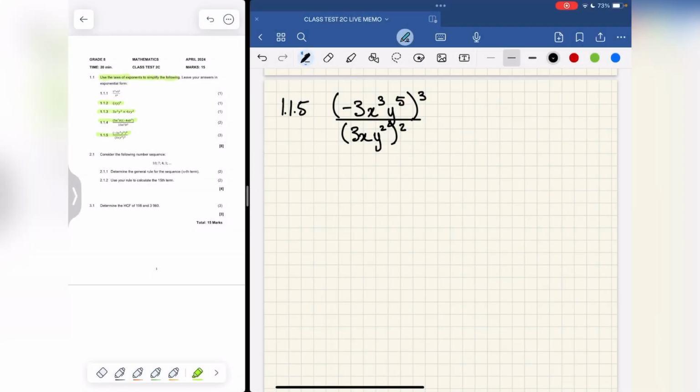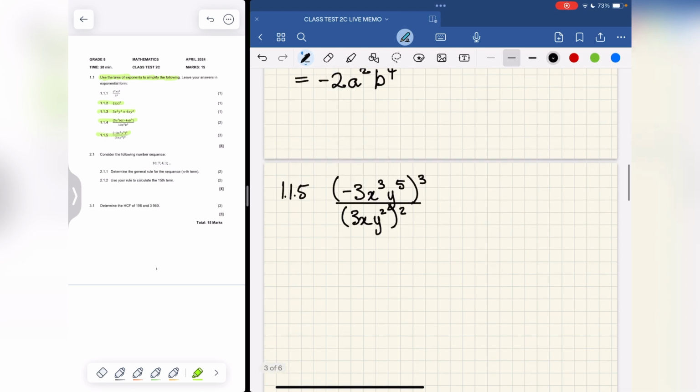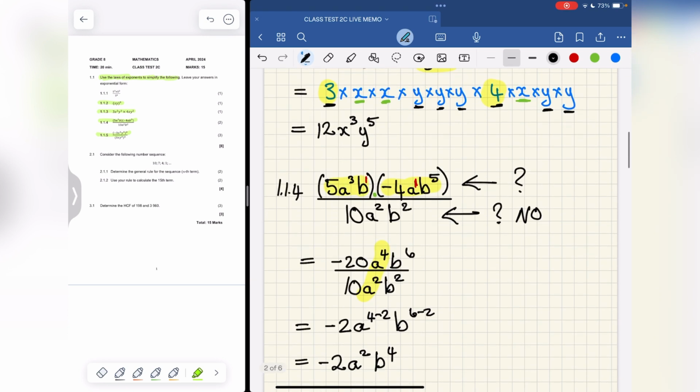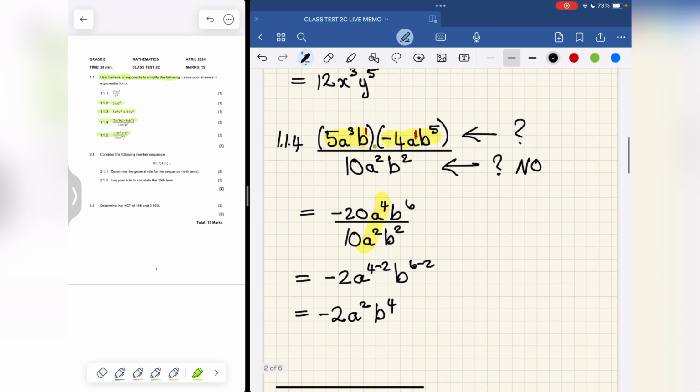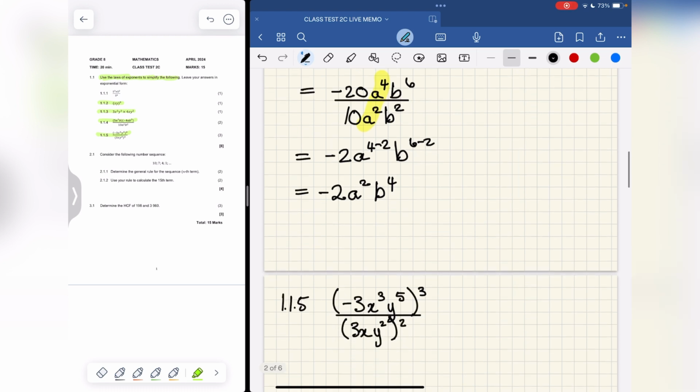1.1.5, once again another fraction. And it's good that we have all these fractions so we can have enough practice on how to deal with them. In this case, I've got a numerator and denominator that needs to be simplified individually again. Maybe you can't see it immediately because it's not like over here where you could see that two brackets are being multiplied in the numerator.